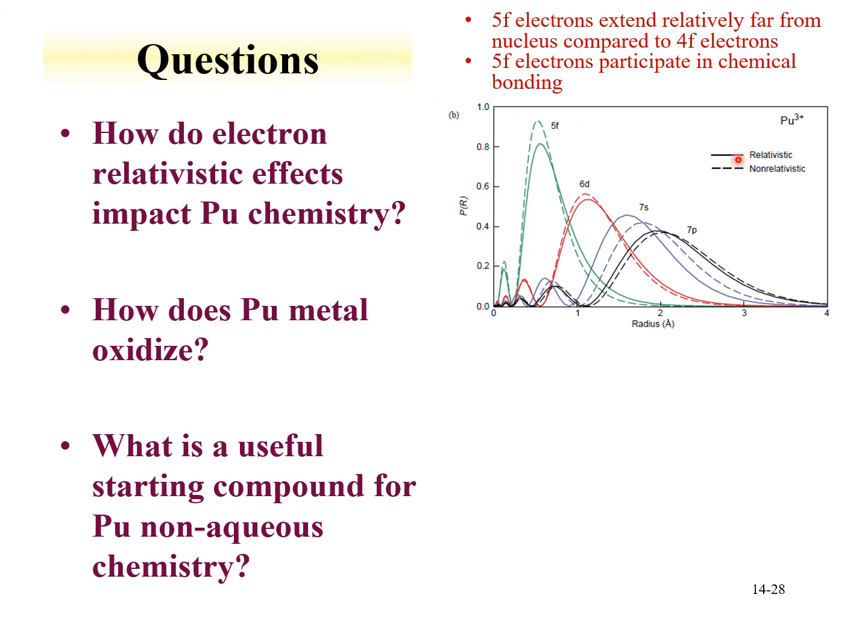As an example, here's the relativistic and non-relativistic computations for the different electron orbitals for trivalent plutonium. And the key here is the relativistic calculation is the solid line, and we see for the 5f electrons, this solid line shows that there's a probability of the electron being found farther out from the nucleus. And this slight change is enough for the chemistry of plutonium to include these 5f electrons.